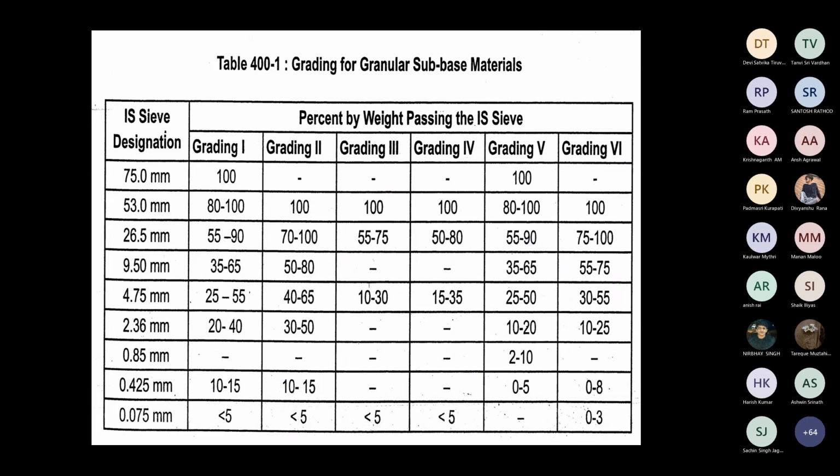This is the grading of granular subbase material as given in the MoRTH specification. In the 5th revision, in earlier revisions like the 4th and before, two tables were given for close graded and open graded granular subbase. But from the 5th revision onwards, only one table is given, with gradings 1, 2, 3, 4, 5, 6.